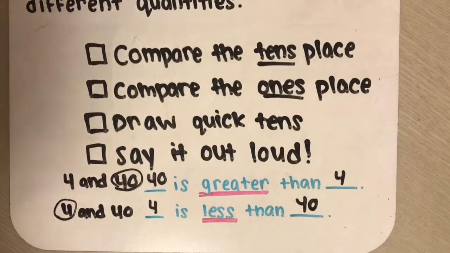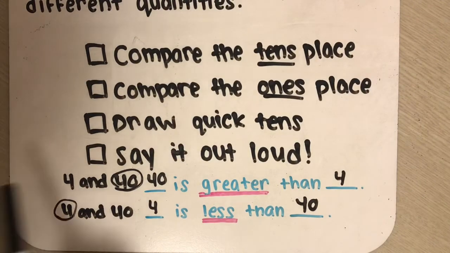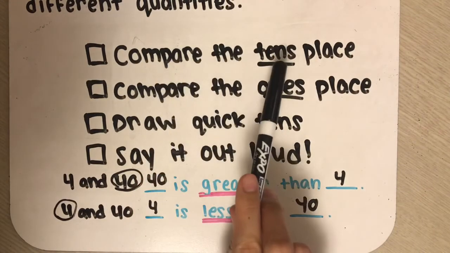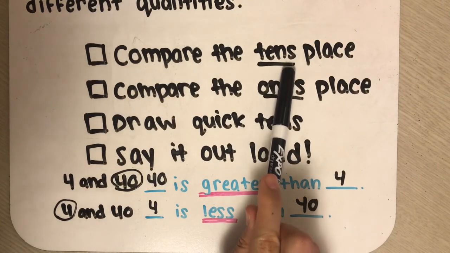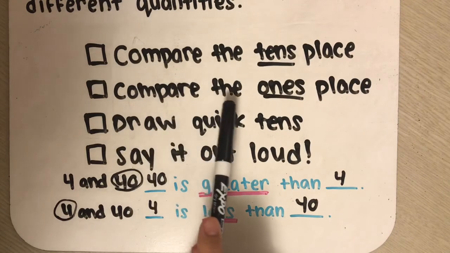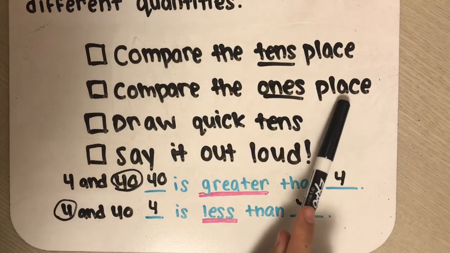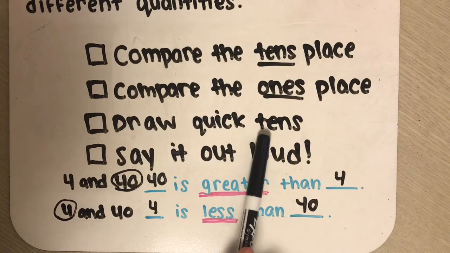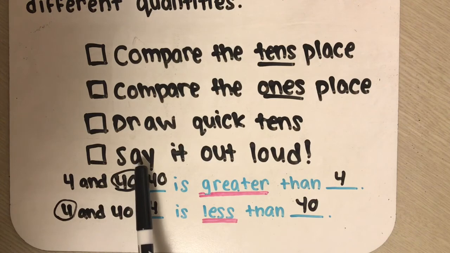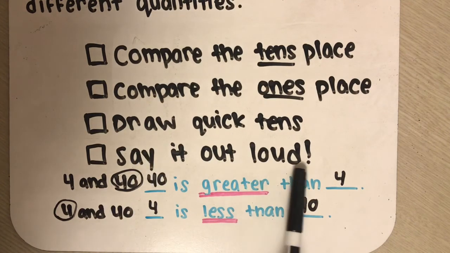Alright, first graders, when you work on your problem set today, I want you to remember these steps. Make sure you compare the numbers in the tens place. And if those numbers are the same, then compare the numbers in the ones place. You can also draw quick tens to help you solve the problem. When you're done, I want you to practice saying it out loud.